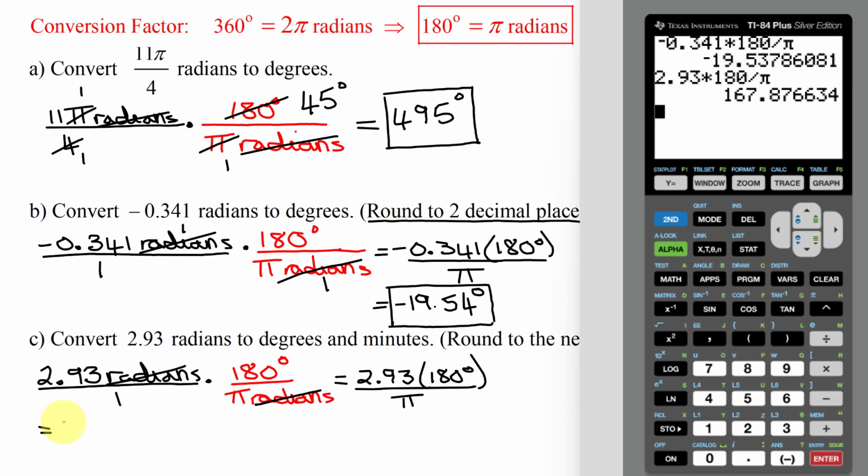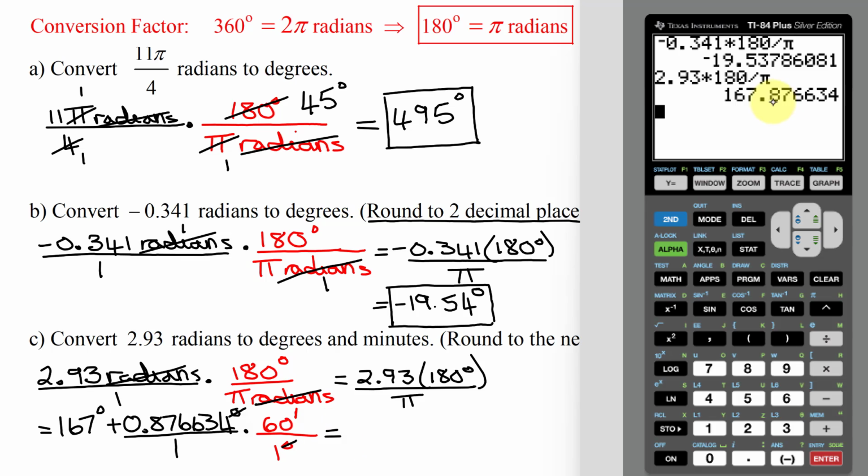167 are the whole number for my degrees. So I know I have 167 degrees. And then I need to turn this decimal part of a degree, 0.876634, which is also in degrees, into minutes. I'm going to use dimensional analysis. But this time the conversion factor is 1 degree is 60 minutes. And now my degrees will reduce, and I just need to work out this part.